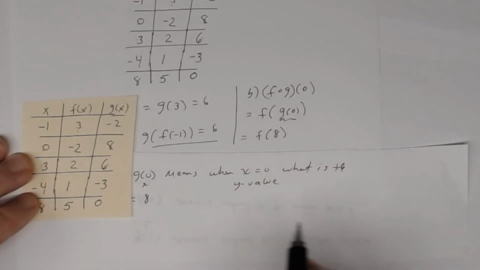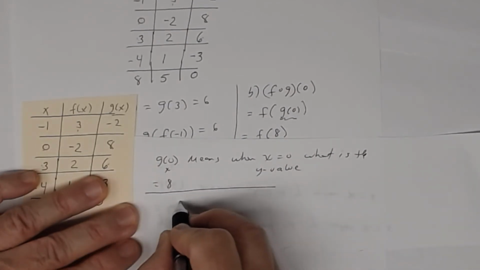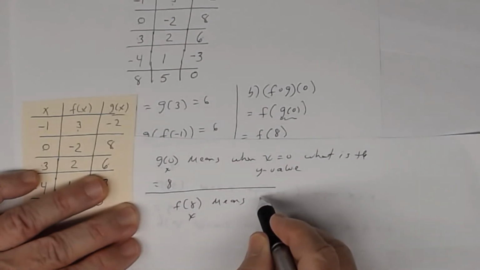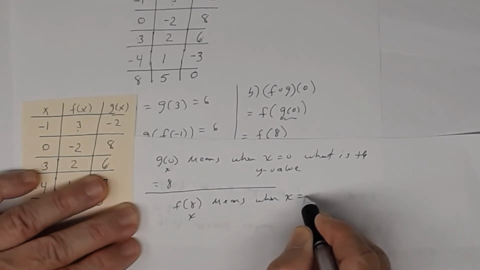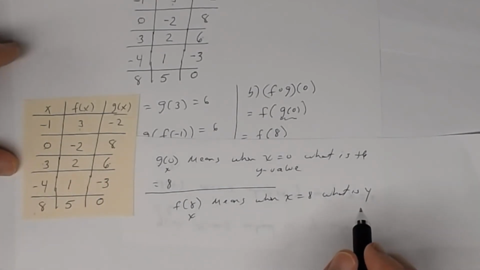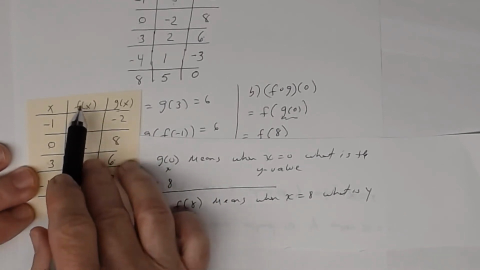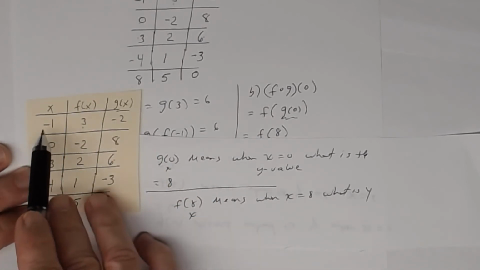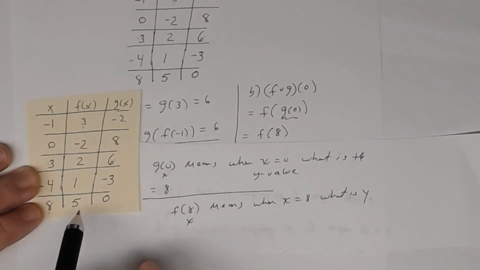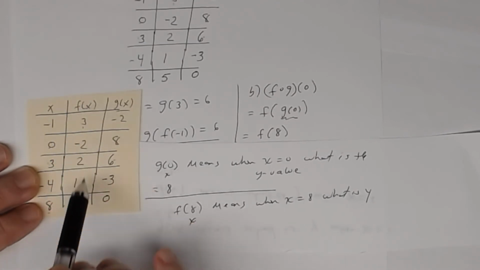I have to find f of 8. So remember, f of 8 means, same idea, this is x here, f of 8 means when x equals 8, what is y? That's what that means. This time, though, I've got to use my function f. So here's your function f, that middle column. When x is 8, what's that y value in the f column? Well, the y value here is 5. So f of 8 is 5.